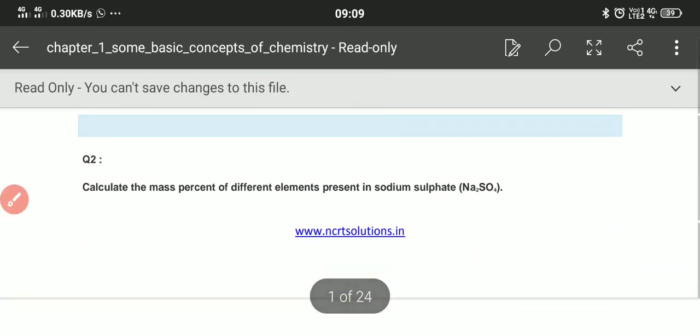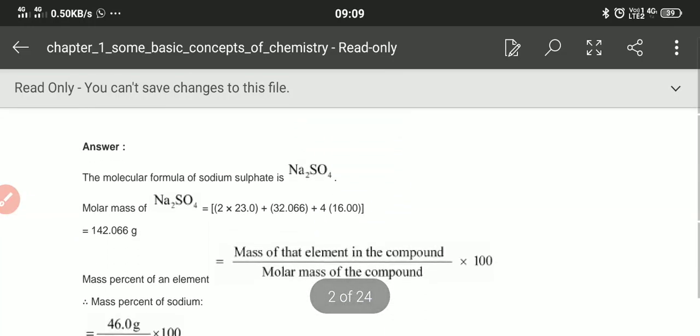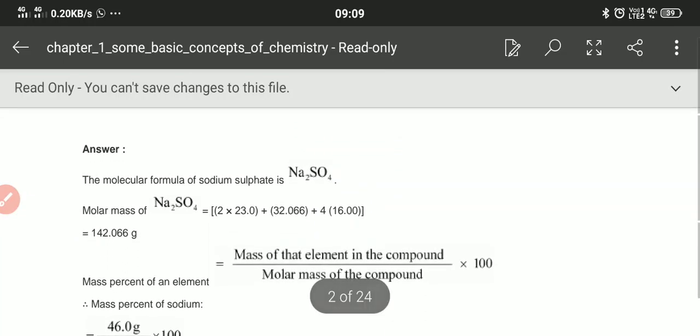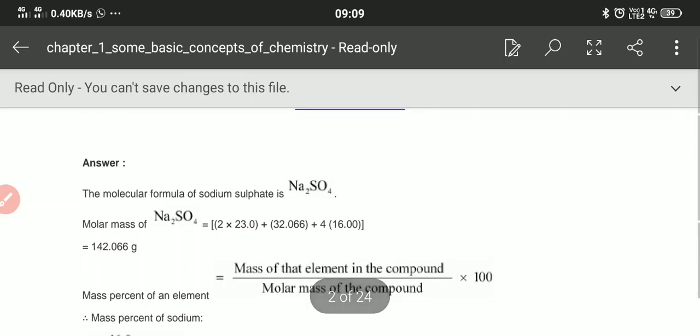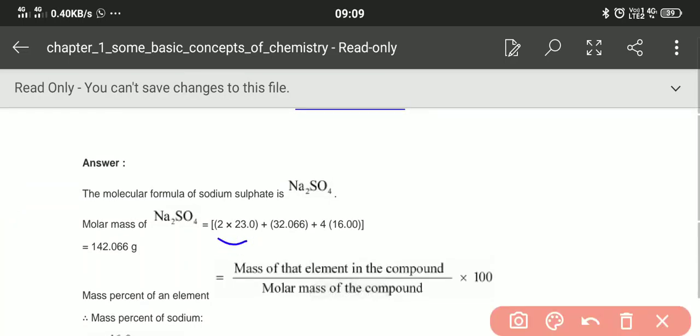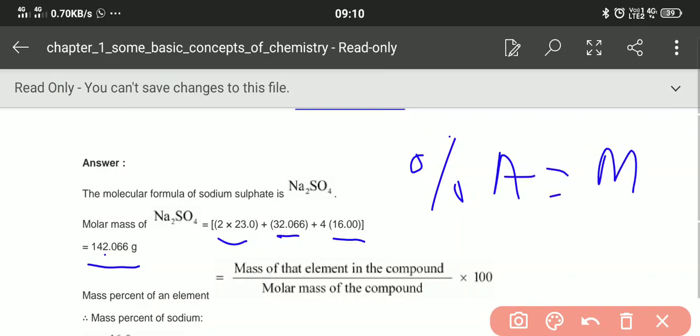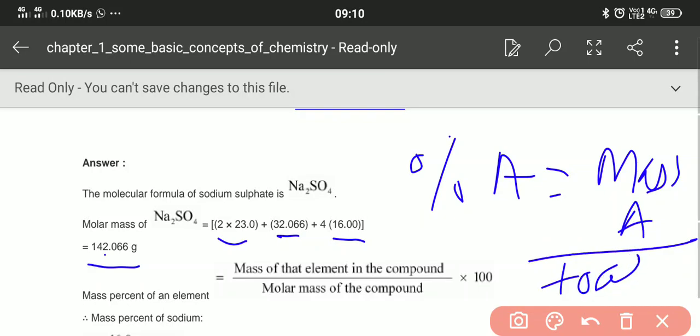It is very easy. Now calculate the mass percent of different elements present in Na2SO4. So how? First calculate the mass of Na2SO4. So 2 into Na, that is 23, plus S, that is 32, and 4 into O, that is 16. We get 142.066. Now how do we calculate the mass percentage of A? It is equal to mass of A upon total, multiplied by 100.